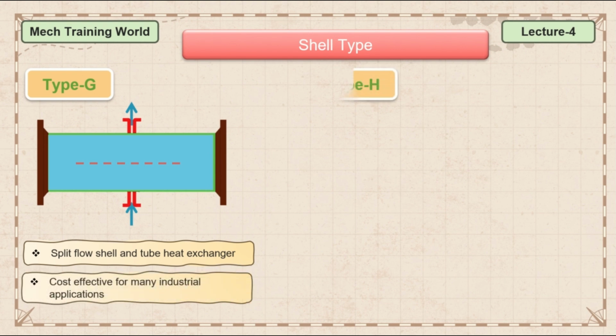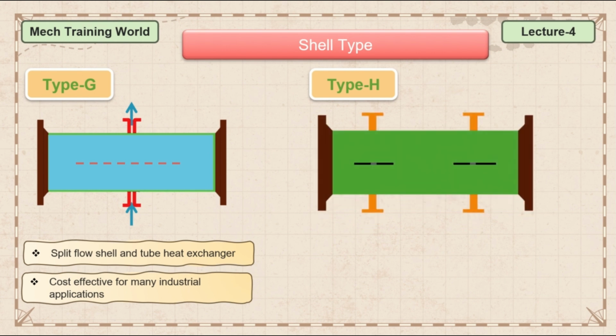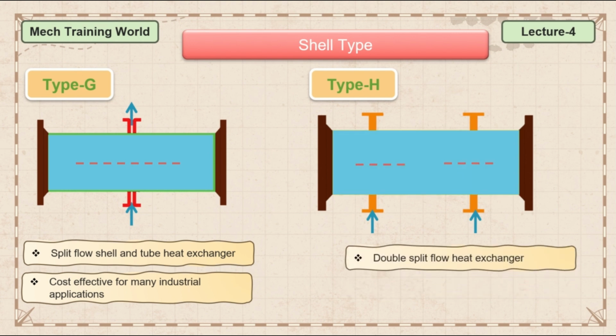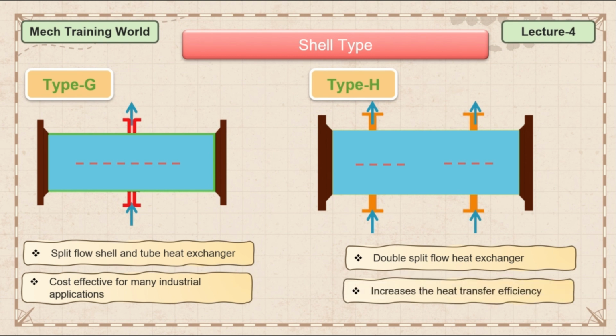Next one is type H. Generally we call it a double split flow heat exchanger. So how does it work? In simple words, the fluid enters the shell through the inlet nozzles. Inside the shell, a baffle splits the flow into two parts, guys. These two fluid streams flow in opposite directions. At the other end, the two streams merge back together and exit through the outlet nozzles. So this is the general process that happens in type H. When two streams move in opposite directions, more heat gets exchanged between the two fluids. So that's why it has high heat transfer efficiency.